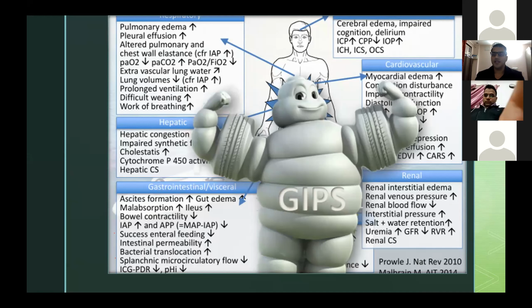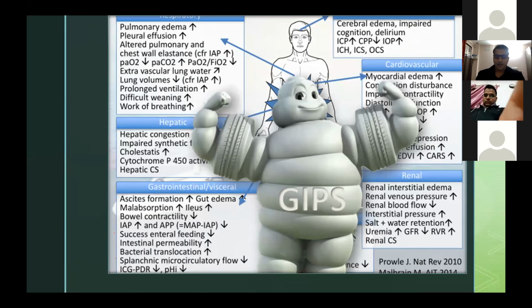And in the CNS part, there is cerebral edema, impaired cognition, delirium, leading to more and more ICU-acquired delirium, raised ICP, decrease in the cerebral perfusion pressures, increase in the intraocular pressures. Similarly is the case with the cardiovascular system. There's myocardial edema, conduction disturbances, more arrhythmias. Renal-wise, we have got interstitial edema.